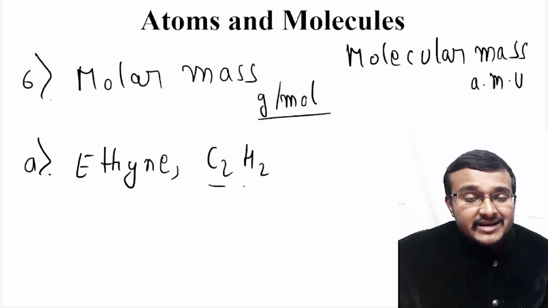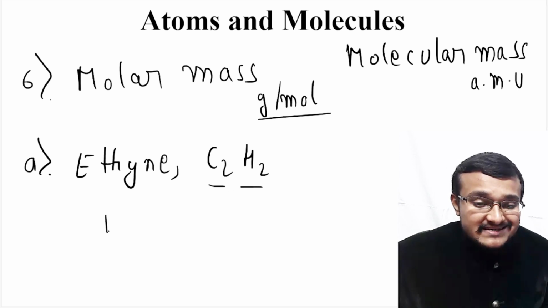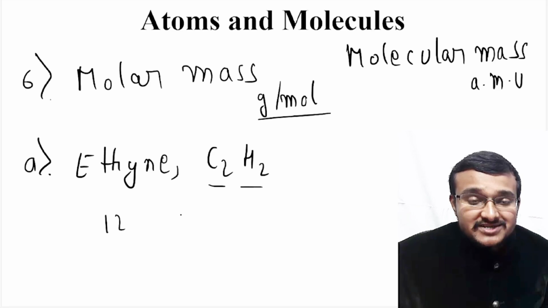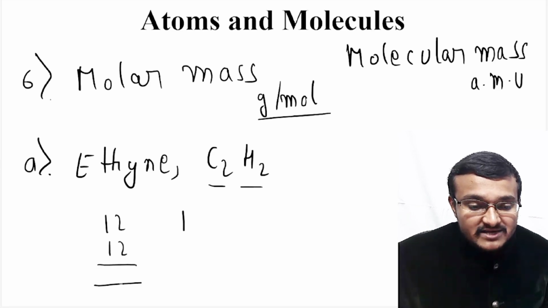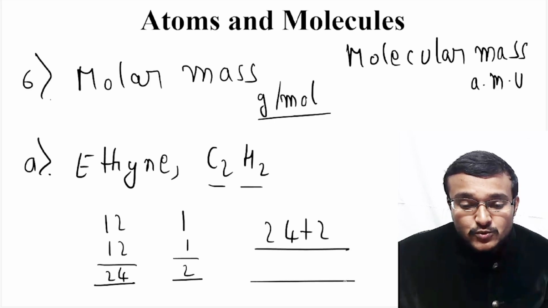Here you can see two carbon atoms and two hydrogen atoms. We know that the atomic mass unit of carbon is 12 and hydrogen is 1. Here two carbon atoms will sum up to 24 and two hydrogen atoms will sum up to 2. So now you should add this 24 and 2. So 24 plus 2 will be 26.